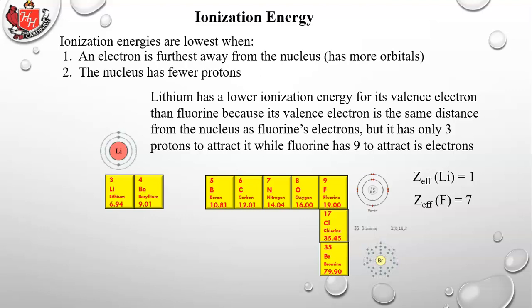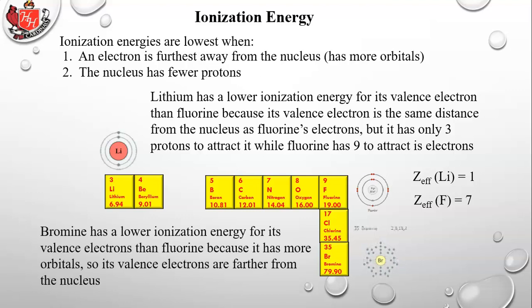They're not blocking each other. They're not in each other's way. They're all side by side. So you can see that the Z effective for fluorine is much higher than the Z effective for lithium, and that means fluorine will pull in on its valence electrons much more strongly than lithium will.